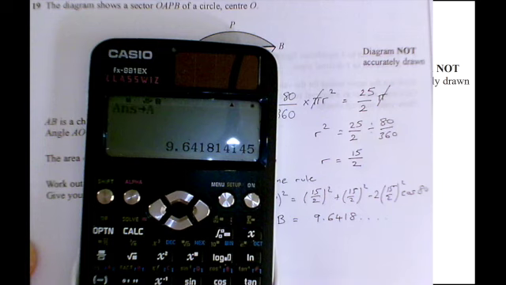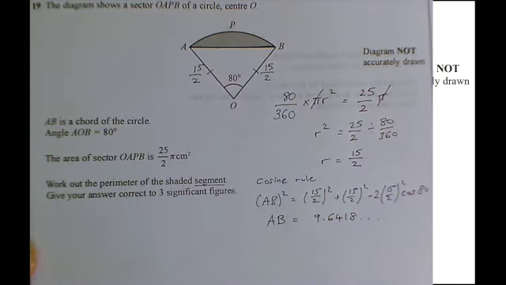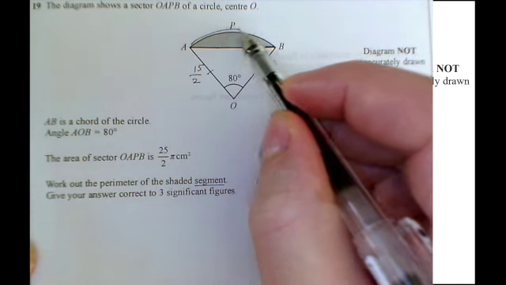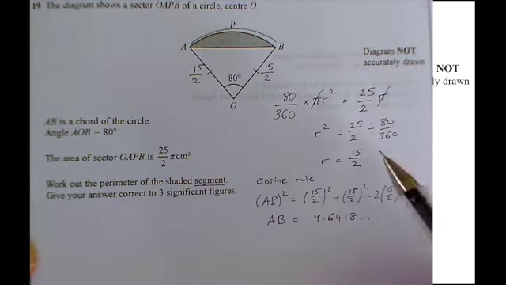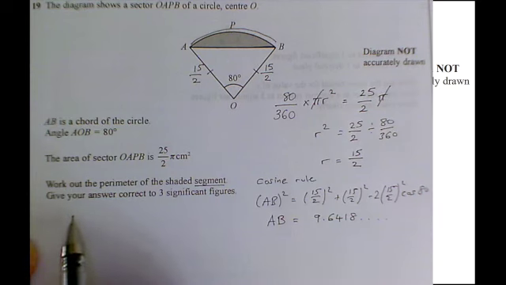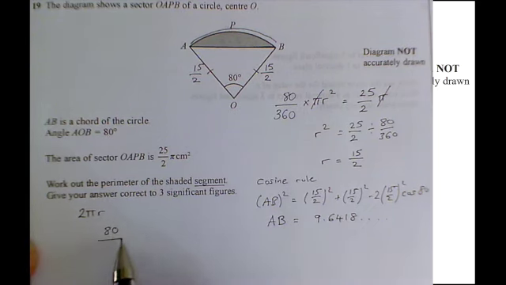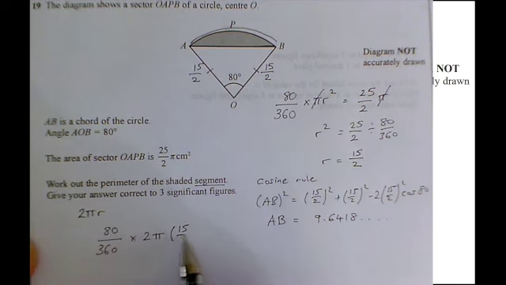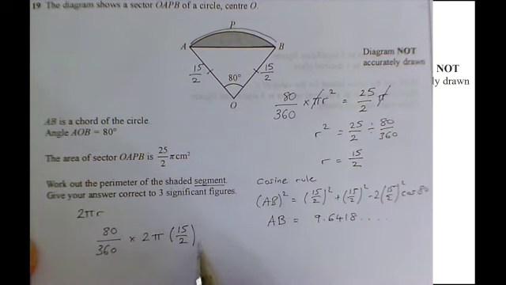Right, so we've done A to B. Now we need this bit that goes round the circumference, this part of the circumference of the segment. So I know the formula for circumference is 2 pi r, isn't it? And we haven't got a whole circle circumference. We've got 80 out of 360 of a circumference. I know what the r is. R is 15 over 2. So that should tell me the curved bit from A to B, the curved bit of the segment.